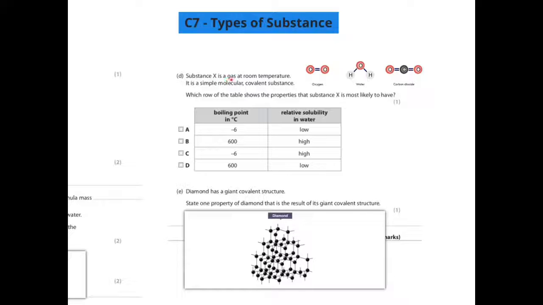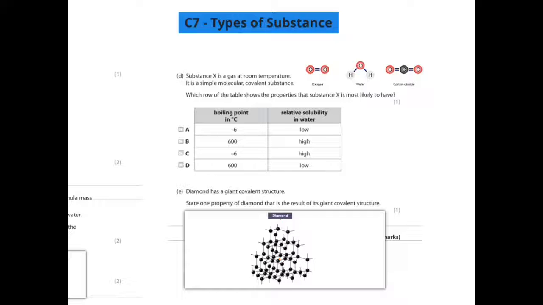Substance X is a gas at room temperature. It is a simple molecular covalent substance. So here's some examples of simple substances. Simple substances are molecules which just don't have a massive sprawling structure like this down here, diamond down here.